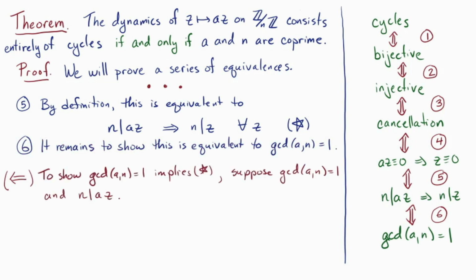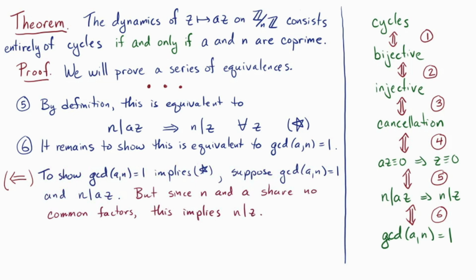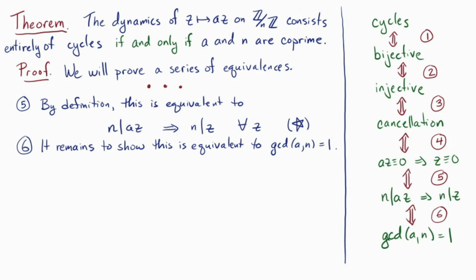So we'll suppose that the GCD of A and N is 1, and we want to show star, so we'll suppose that N divides AZ. But since N and A share no common factors, since they're coprime, this implies that N divides Z. So that means that we've proven star. That's the easier direction, but we also have to prove the other direction of the implication. So let's make some room again. I'm just going to use this same spot and prove the other direction.